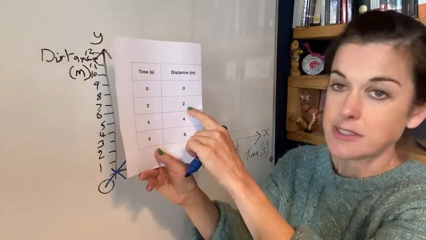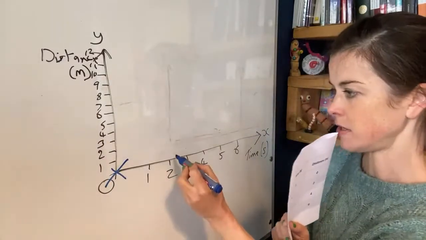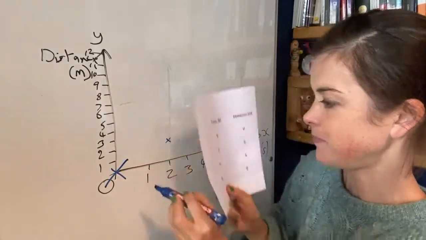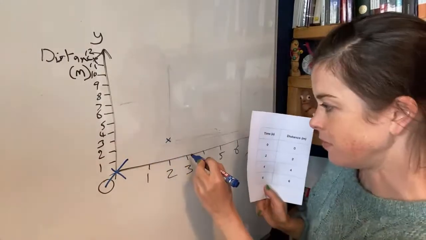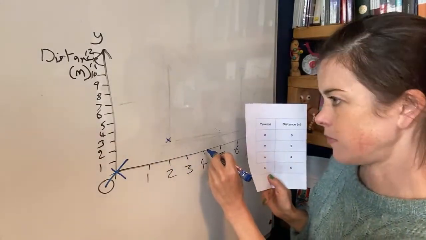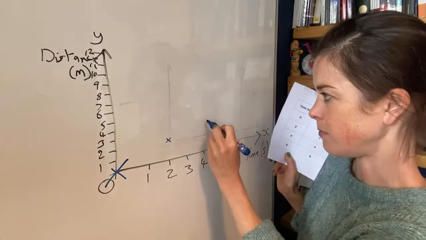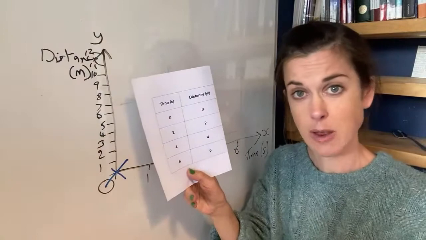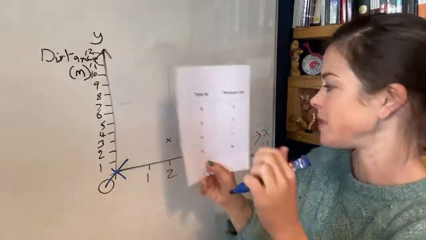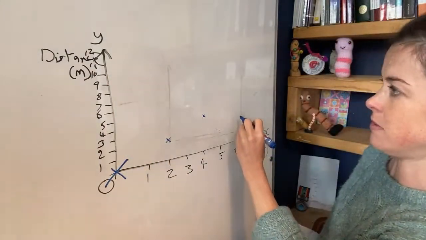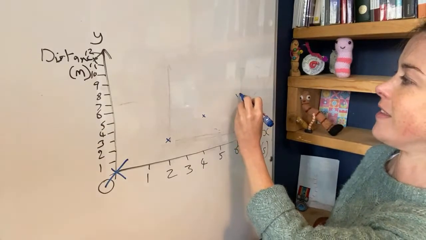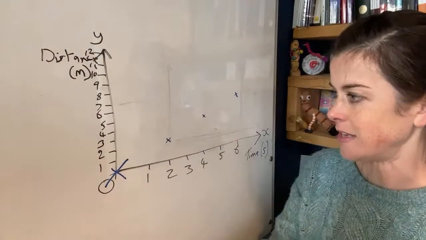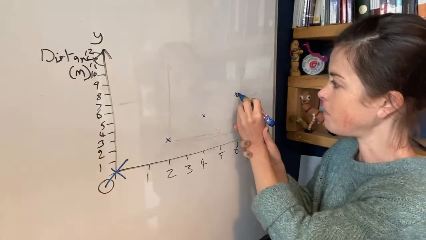After 2 seconds, they had run 2 meters. So I go along 2 seconds and I go up to where 2 meters is and I put another cross there. After 4 seconds, they had run 4 meters. Yeah, 4 seconds, 4 meters. You should draw graphs on squared paper. That's one of the things you should do. And after 6 seconds, they'd gone 6 meters. So there we go. That would be my distance time graph for this data, and then I draw a line.